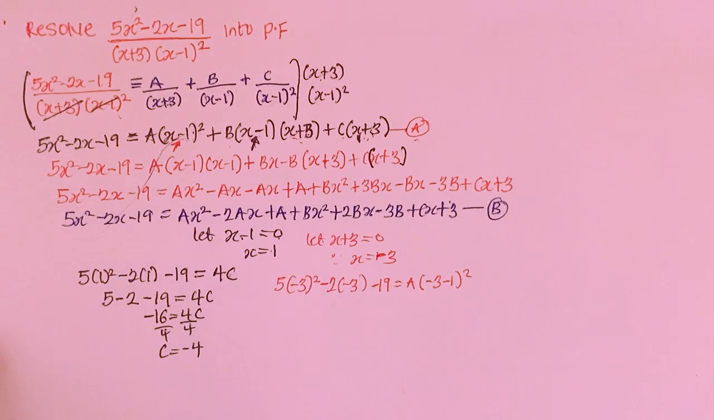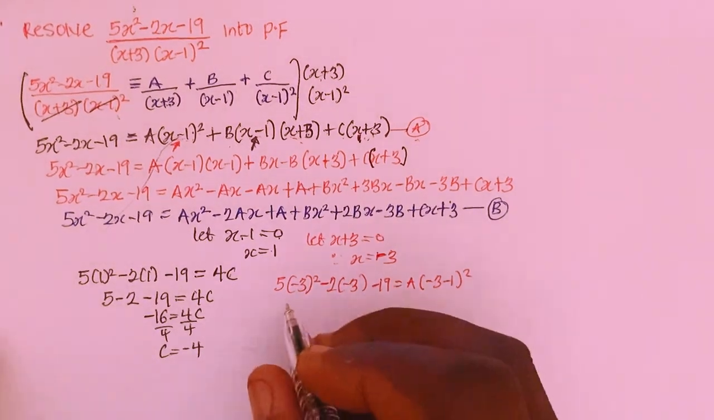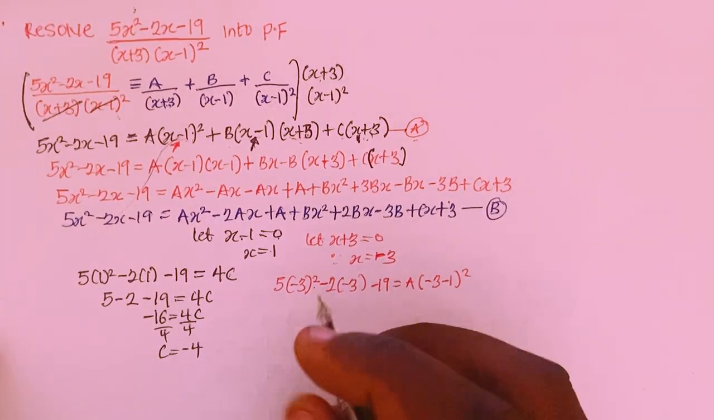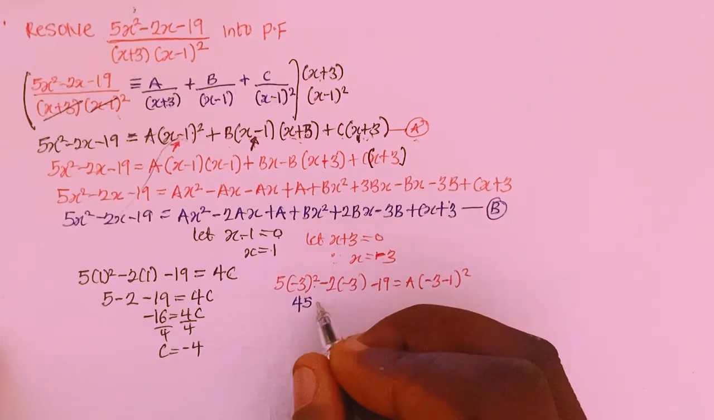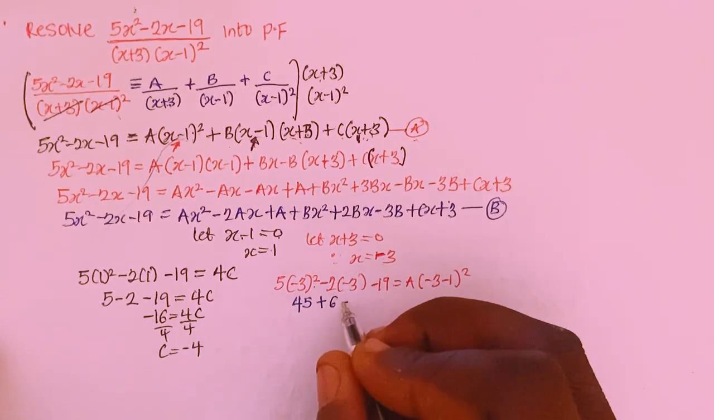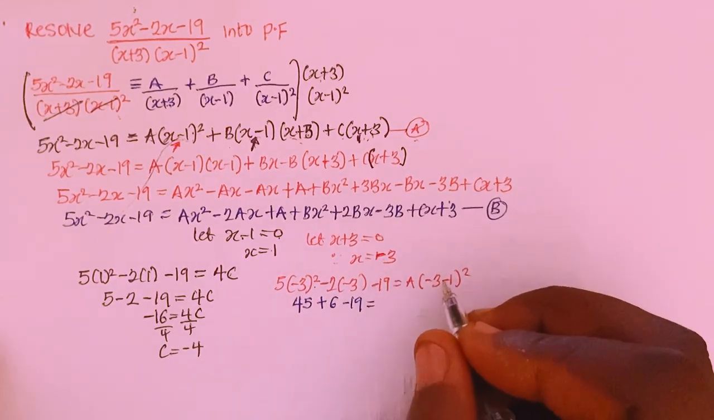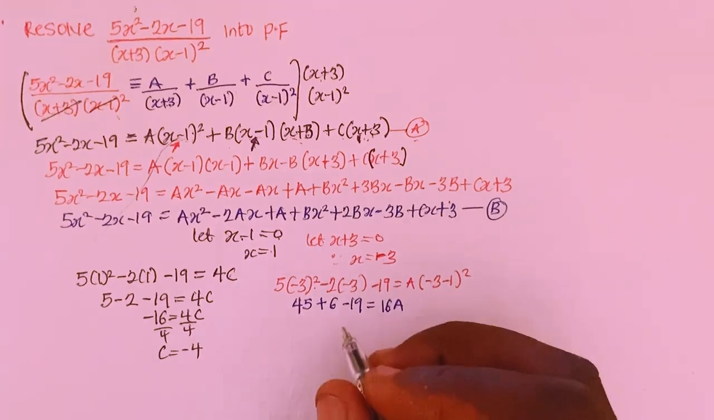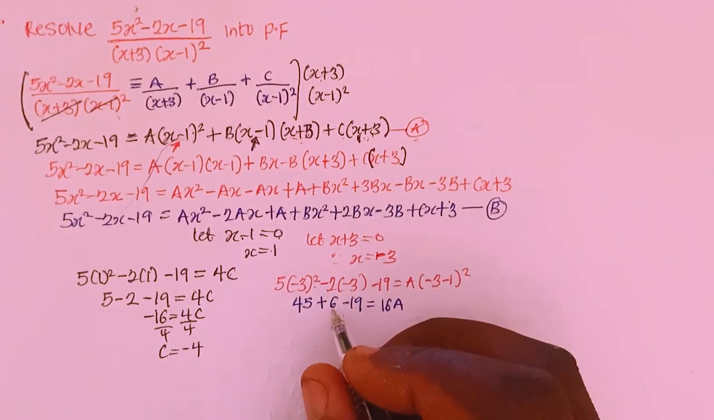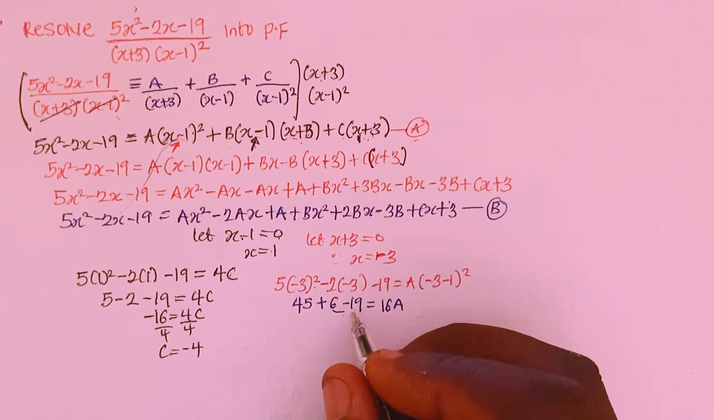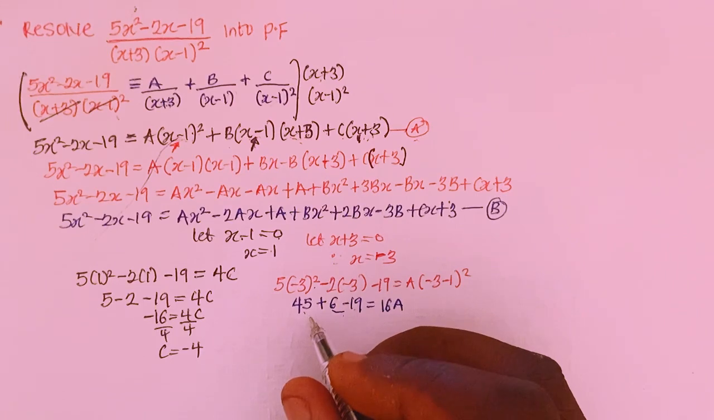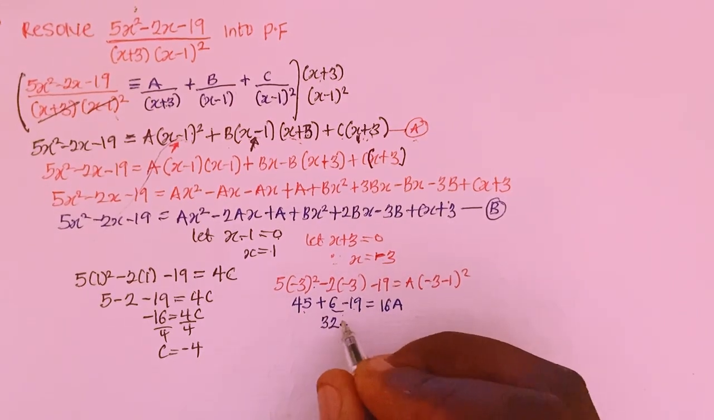So now the next thing I'm going to do is simplify this expression. Simplifying this expression further, minus 3 squared is 9, then this should give me 45, then this is plus 6, then minus 19, which is equal to minus 4 squared, which is 16a. So now I will simplify this side further: 6 plus 6 minus 19 should give me minus 13. Then minus 13 plus 45 is 32, which is equal to 16a.